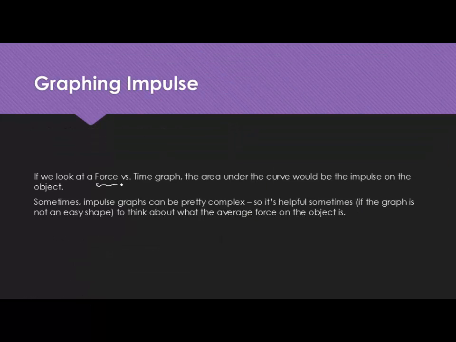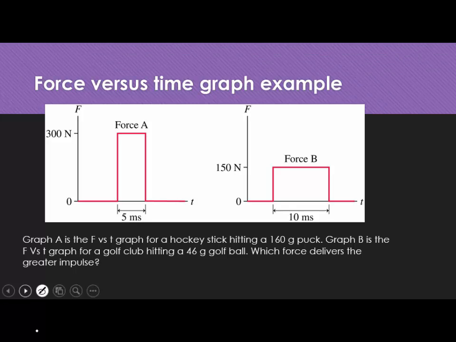All right, so impulse can be graphed if we look at a force versus time graph. If we look at a graph like that, that means your force is on your y and your time is on your x, then the area underneath this curve would be the impulse on the object, because force times time equals impulse. Impulse graphs can be pretty complex. I'm going to try my best not to give you any that are going to make your brains explode. But sometimes it's helpful to think about what the average force on the object is instead of the max. But we're going to do a couple of examples where you find both.